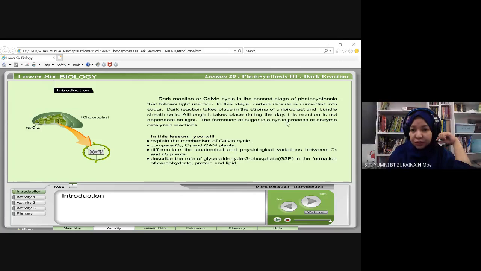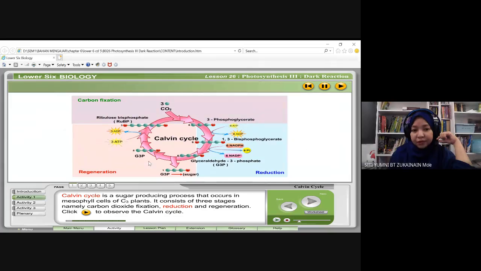The formation of sugar is a cyclic process of enzyme catalyzed reactions. So, in this lesson, I want you to explain the mechanism of the Calvin cycle. Later, after finishing the class, compare C3, C4, and CAM plants, and differentiate the anatomical and physiological variations between C3 and C4 plants, and the role of G3P in the formation of carbohydrate, protein, and lipids. So today we only discuss the mechanism of the Calvin cycle and the role of G3P in the formation of carbohydrate, protein, and lipids. So we start with the Calvin cycle.